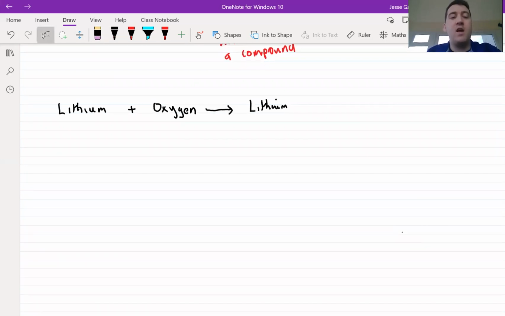Okay, and again, how do we name a compound? Well, then the second word is going to be the non-metal, which is oxygen, but we don't write the full name, we just write "ox", and we're going to drop the rest, and we're going to end the word in "ide" because there's two elements in this compound. So lithium plus oxygen give you lithium oxide.